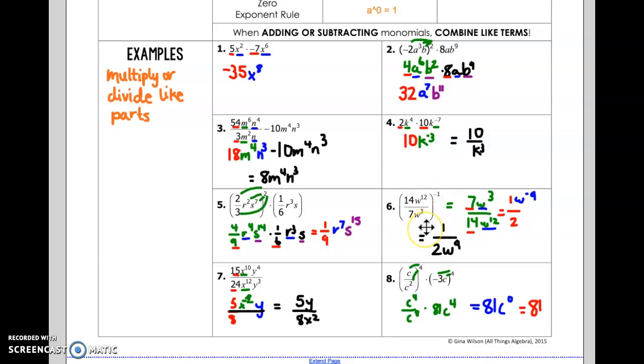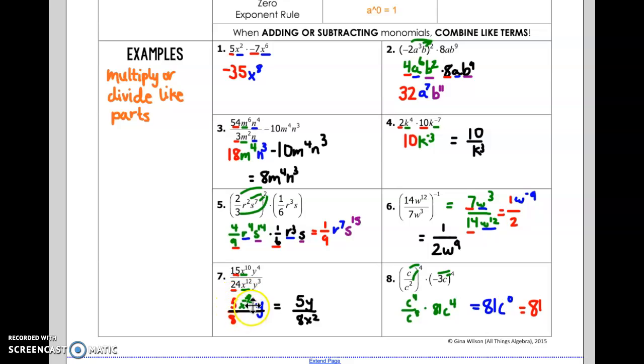I could simplify first and then take everything to the negative 1. So I didn't do that. I took everything to the negative 1 first. So I just flipped it and made 7w to the 3rd go to the numerator and 14w to the 12th go to the denominator, and then did subtraction. So it really doesn't matter in that case. This one is really similar to number 3, just divide like terms.